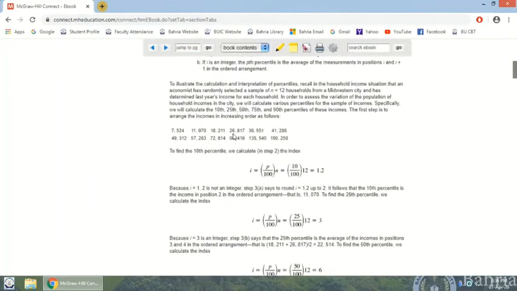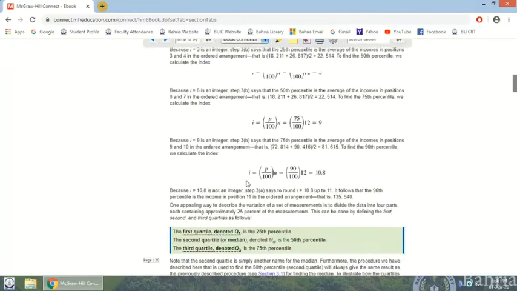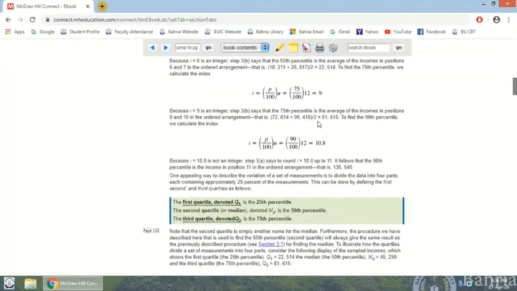So now we have 3, 4, 5, 6, 7, 8, 9. So this is 72, added with 90,416, and you divide it by 2 again. So this is divided by 2, you get 81,615. So this is the value of income in dollars that you usually have, and this is the population.